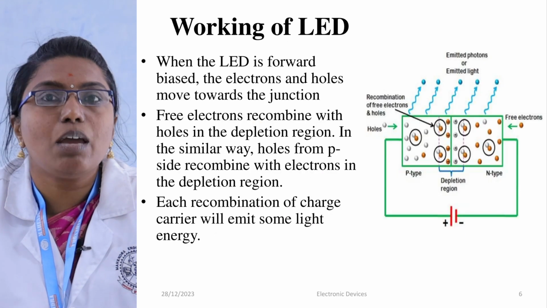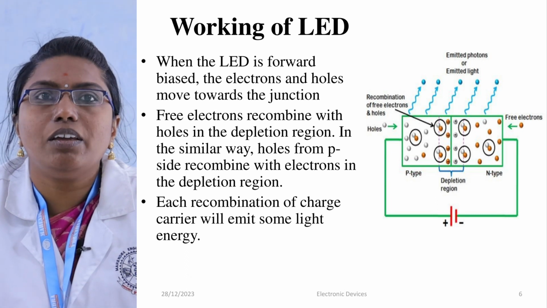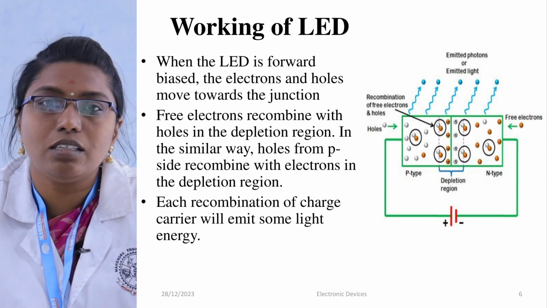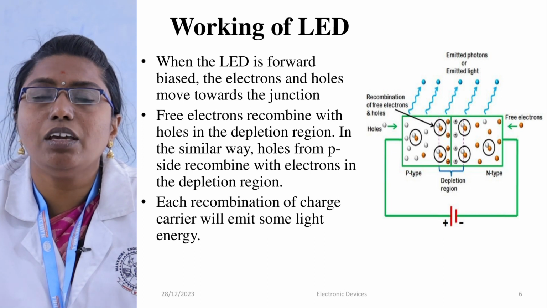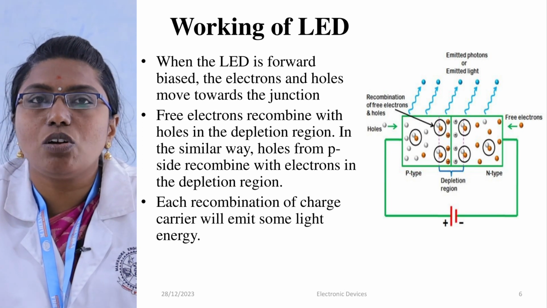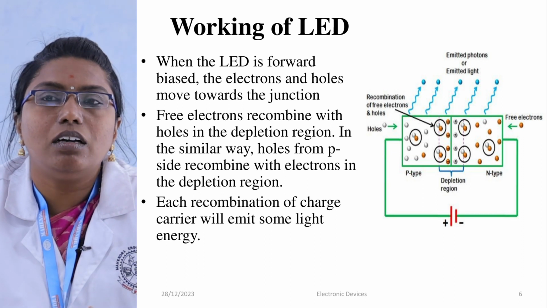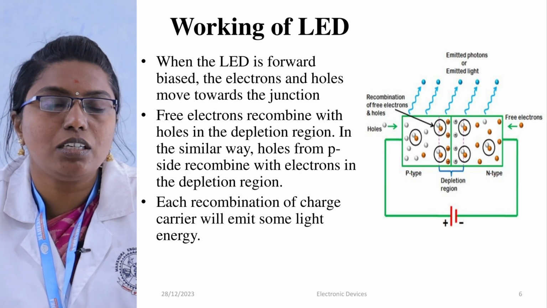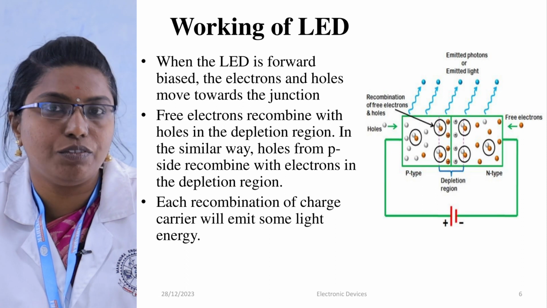Next we will see about the working of an LED. So when we are giving a forward bias, biasing means giving an external supply to the device to function. So in LED, if you are giving a forward bias, the electrons and holes move towards the junction. Forward bias means that the P region of the LED is connected to the positive terminal of the battery and the N region is connected to the negative terminal of the battery.